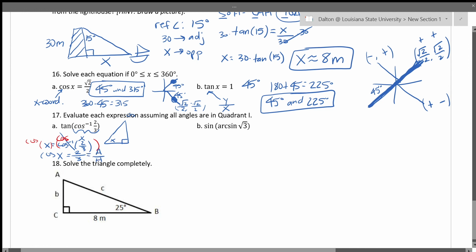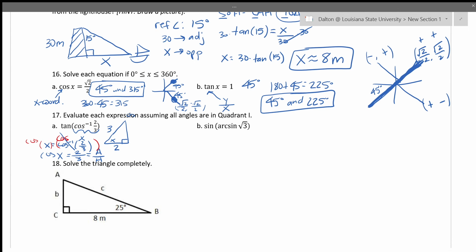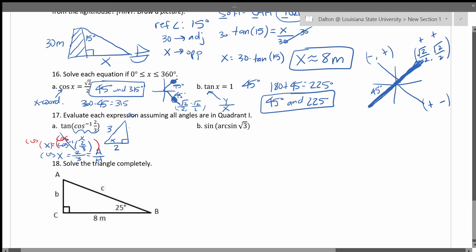So it means adjacent from x we have 2, and the hypotenuse is 3. So I want to solve for this opposite side. Let me call it y since we used x already. If I use the Pythagorean theorem, 2 squared plus y squared equals 3 squared, I end up with y squared is equal to 9 minus 4, which is 5. So then y is equal to the square root of 5. So that's the leg of this triangle, the square root of 5.